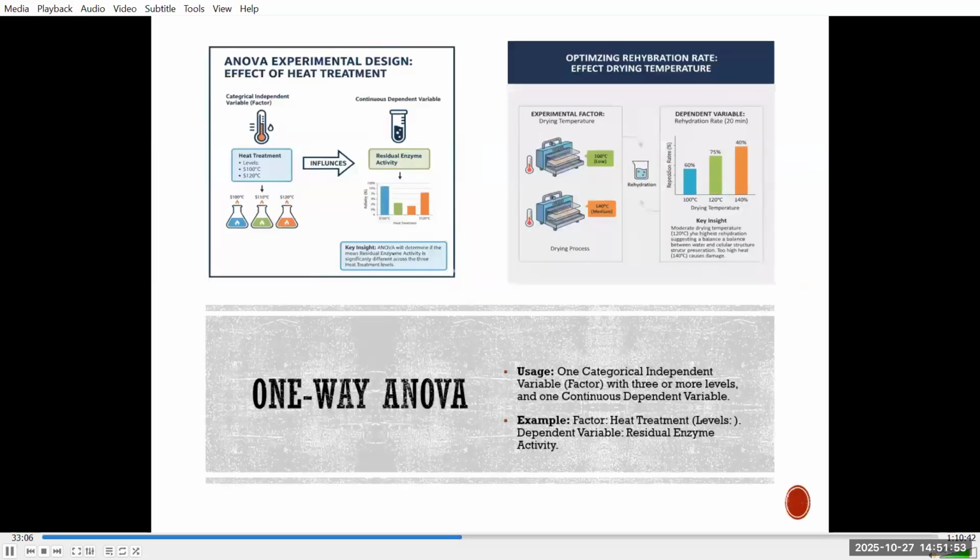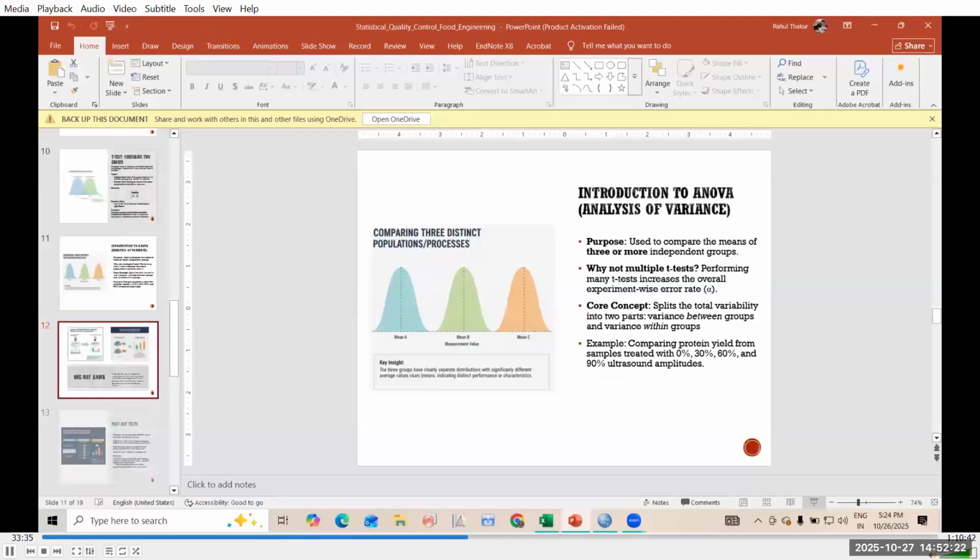Let's come to the one-way ANOVA and how it functions. One-way ANOVA is used when we have one independent variable and one dependent variable. Like there are three different heat treatments, and the dependent variable is the enzymatic activity. So one-way ANOVA tells us whether the enzymatic activity significantly changes with the different heat treatments or not. We'll see by example.